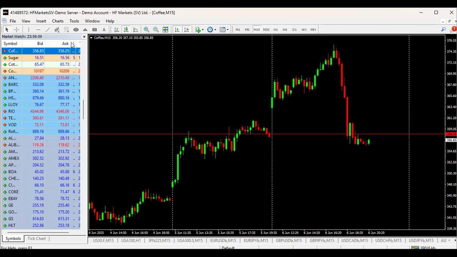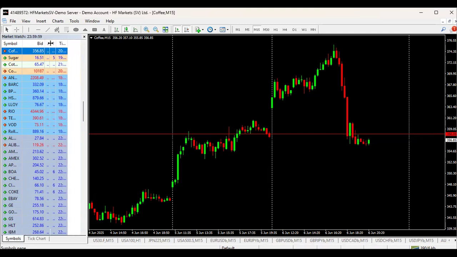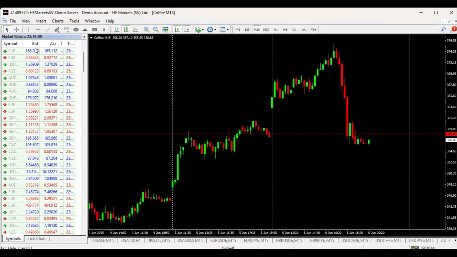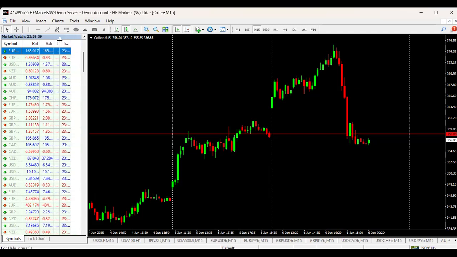The spread is usually measured in pips or in points. Here we have, I think, Euro JPY. The price is around 165.017, that is the bid, and the ask is around 165.112. So the difference between the two in terms of pips is what we call the spread.